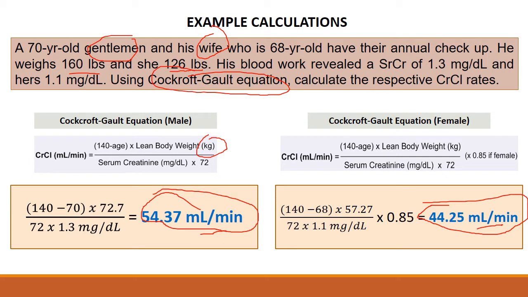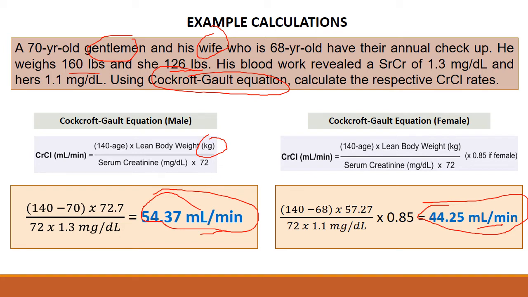Okay, so we have here a male patient, and then we also have a female patient, the wife. But what is the formula that you will be using? We have the Cockcroft and Gault equation. So we have to write the formula for our male patient: 140 minus age times the weight in kilograms divided by the serum creatinine in milligrams per deciliter times 72.